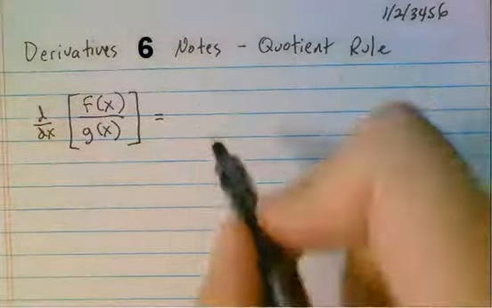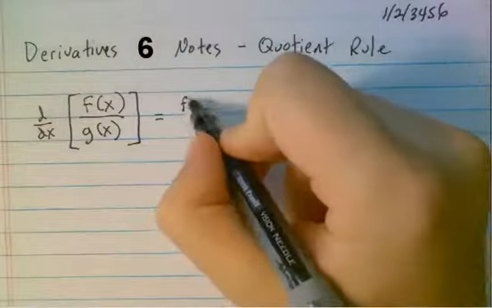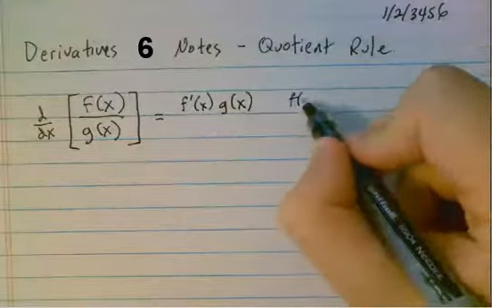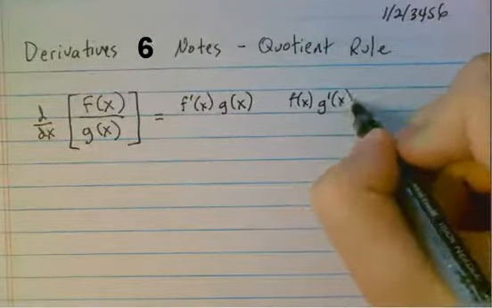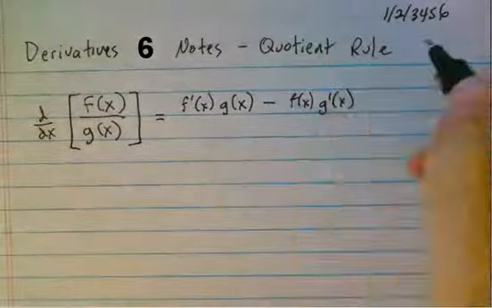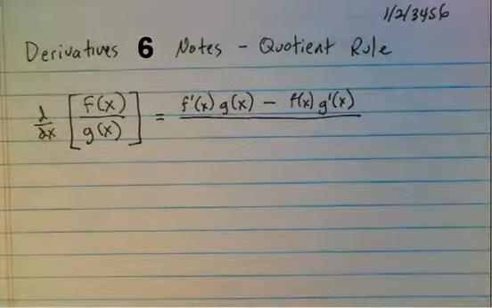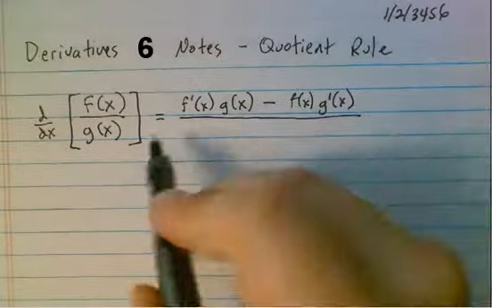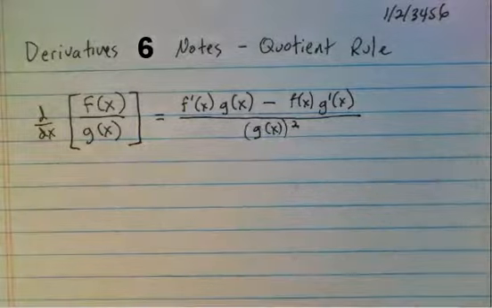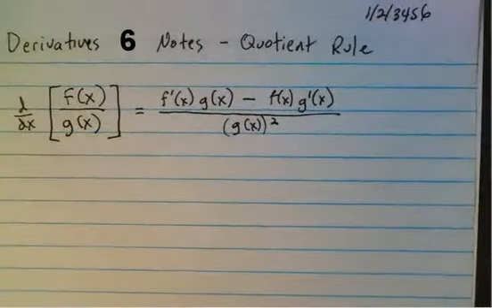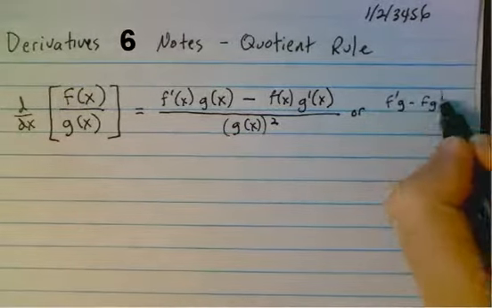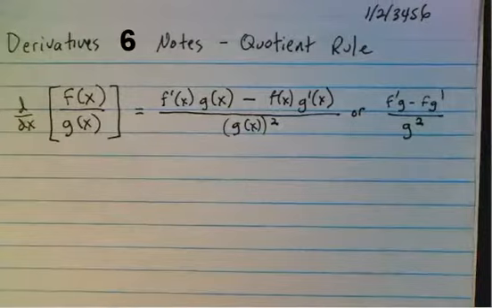And in this case, we've got a similar pattern with that f prime g and that f g prime. But instead of addition, we have subtraction. Also, instead of it just being this, it's got a g squared in the denominator. If you want the simpler version without all the x's, you could also write this as f prime g minus f g prime over g squared.